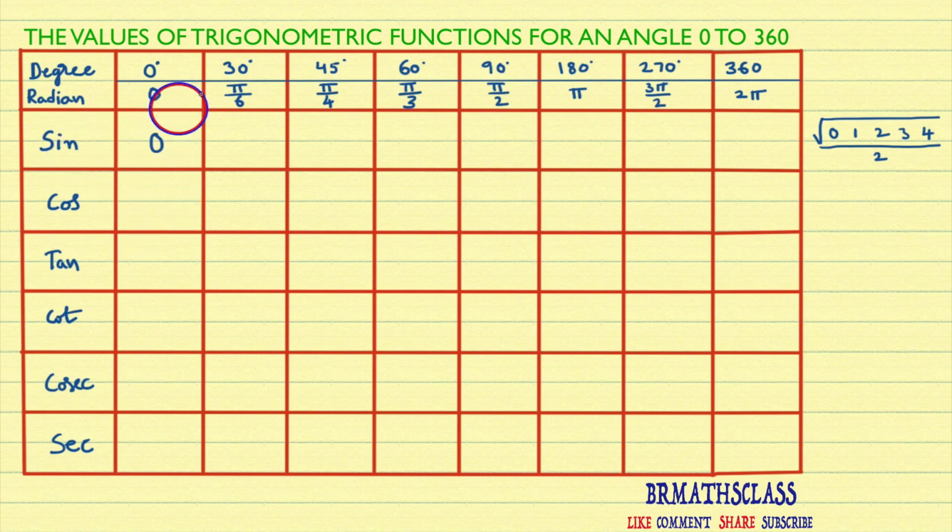Okay. Now, you want sine 30 degrees value, or pi by 6 radians. Sine pi by 6 radians, sine 30 degrees. You take the second one. Root 1. Root 1 is what? 1 divided by 2.